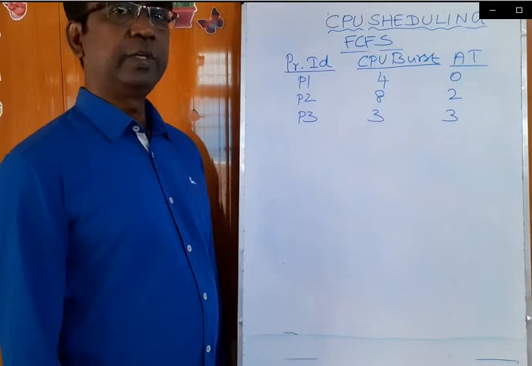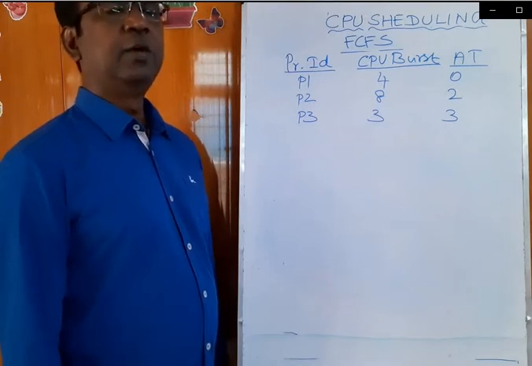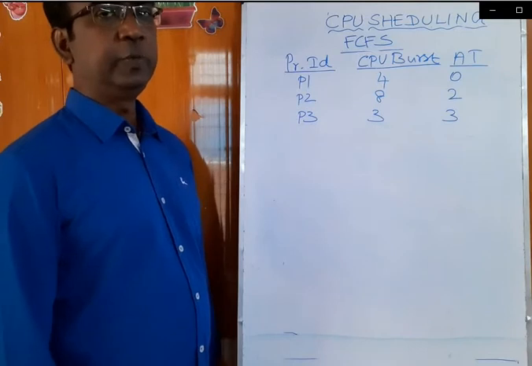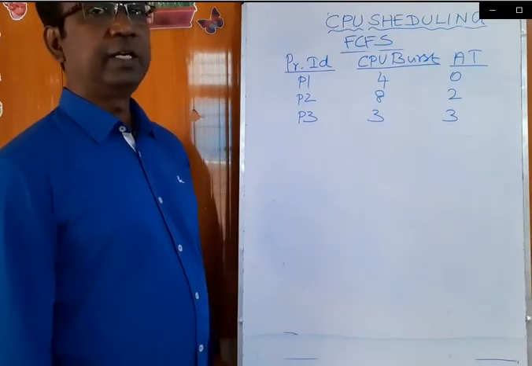Okay, now let us see the CPU scheduling algorithm, that is first come first serve with arrival time. So far we have seen some examples without arrival time. That means we are assuming all the processes arrive at time 0 in the ready queue. Now we are giving some different arrival times.